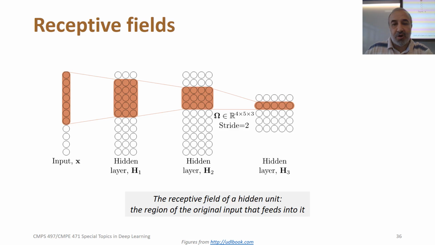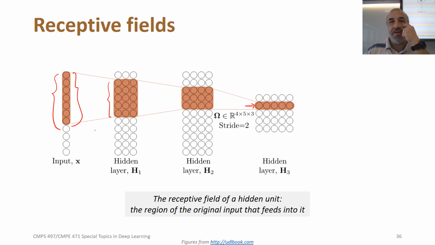Now each of these units is computed over that region in the second hidden layer, which are computed over that region of the first hidden layer, which are computed over that region over the original input. So where is the receptive field of these? This. In the original input. The brown ones in the original input.